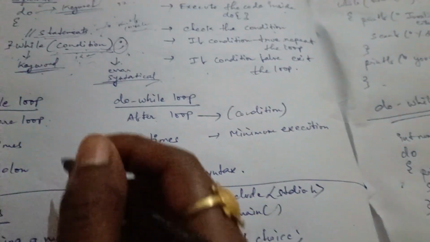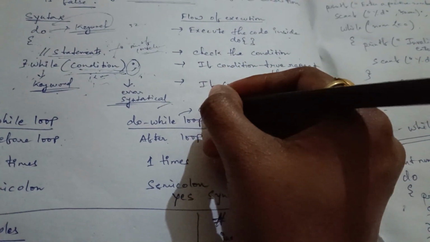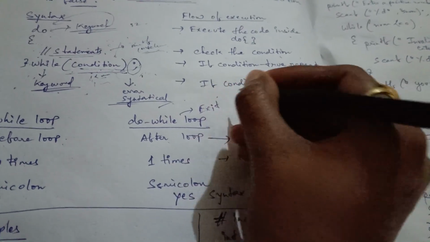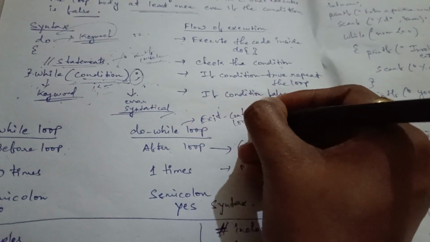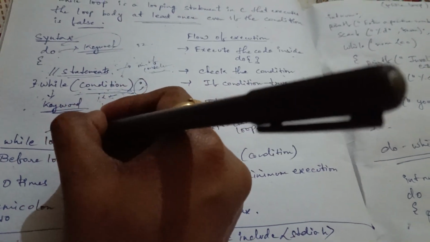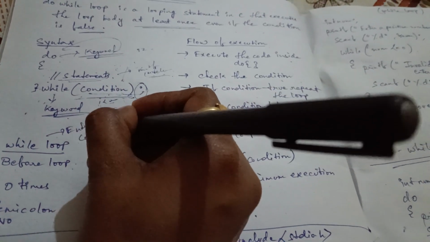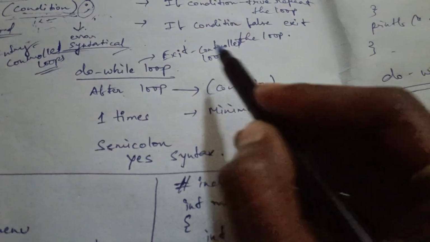Apart from this, another most important thing, which I forgot to write here, is that sometimes in your exam it will not be mentioned as do while loop or while loop. So you must know these two terms: exit control loop and entry control loop. What do you mean by entry control and exit control? Entry control loops are the while loop and for loop, and exit control loops are only your do while loop.